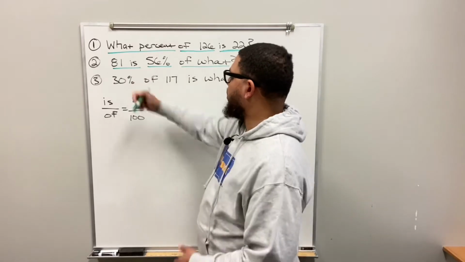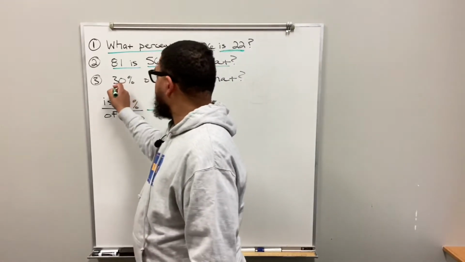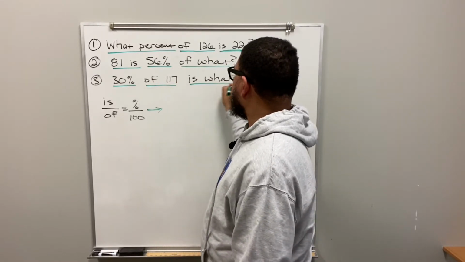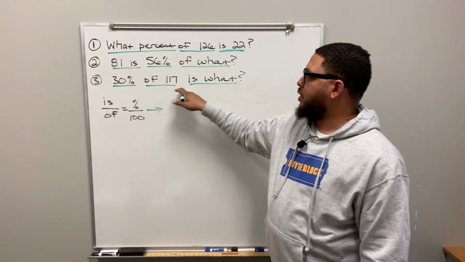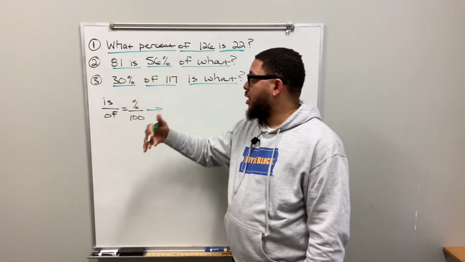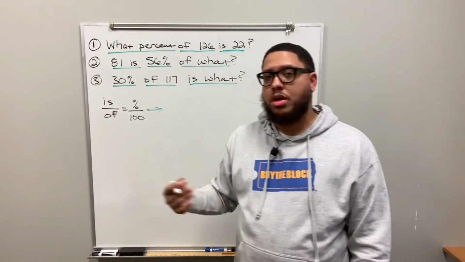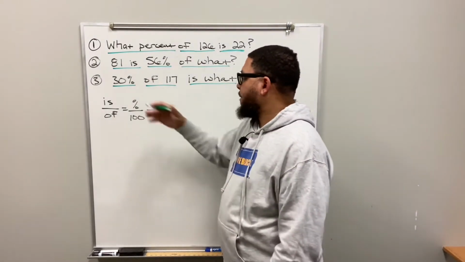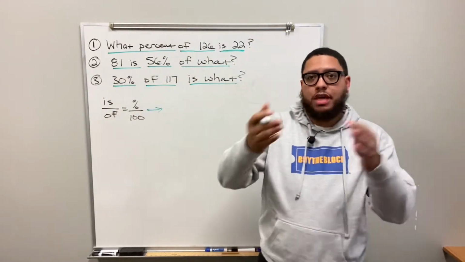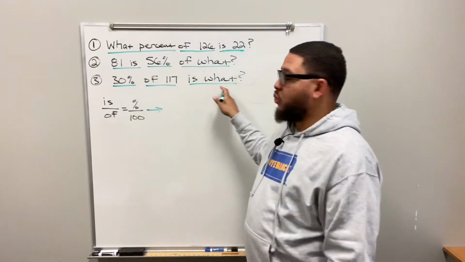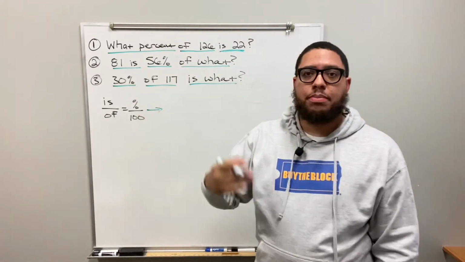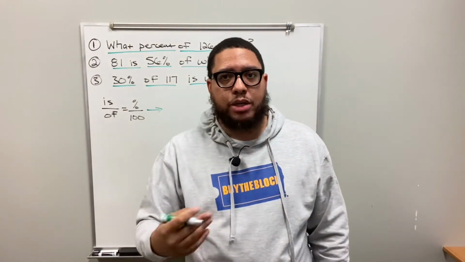All right. Now, number 3, we know 30%. We know of 117, and it says is what? So 30% of 117 is what? So 30% out of 117. So let's say you got 117 of something. Let's say you got $117, and you want to save 30% of those dollars. You want to put 30% of those dollars into a savings account. Is what? That's how you figure out how much actual money that is. The percentage is cool, and the percentage should inform you as to how much actual money that is.